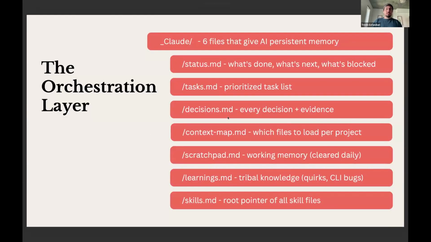I've done this by creating an orchestration layer with 6 or 7 fundamental files that you absolutely need in every deployment of artificial intelligence. If you want to use it for your business, you need to have this: short, concise documents that are always loaded into your AI's brain at the start of every conversation. This is the starting point to load all the other context.